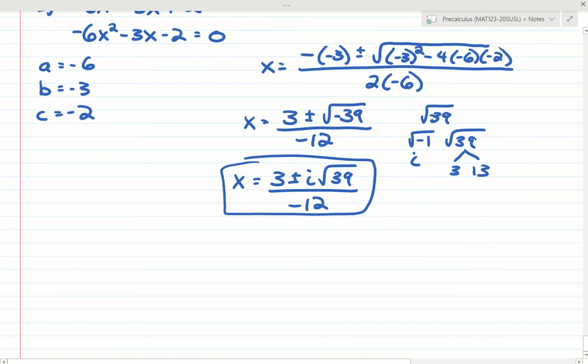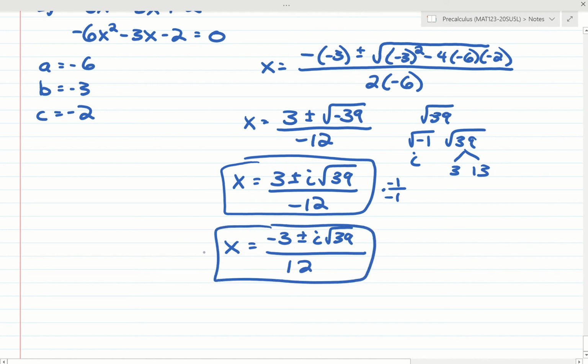Now another way to write this, sometimes people don't like having a negative in the denominator, so we could just multiply the top and bottom by negative 1 to take care of that. You don't have to, but you should be able to recognize different forms. And we get negative 3, and if you have a plus or minus number times a negative 1, it's still plus or minus, right? Like positive or negative 2 times negative 1 is still positive or negative. So these are the same. That's how we solve quadratic equations.